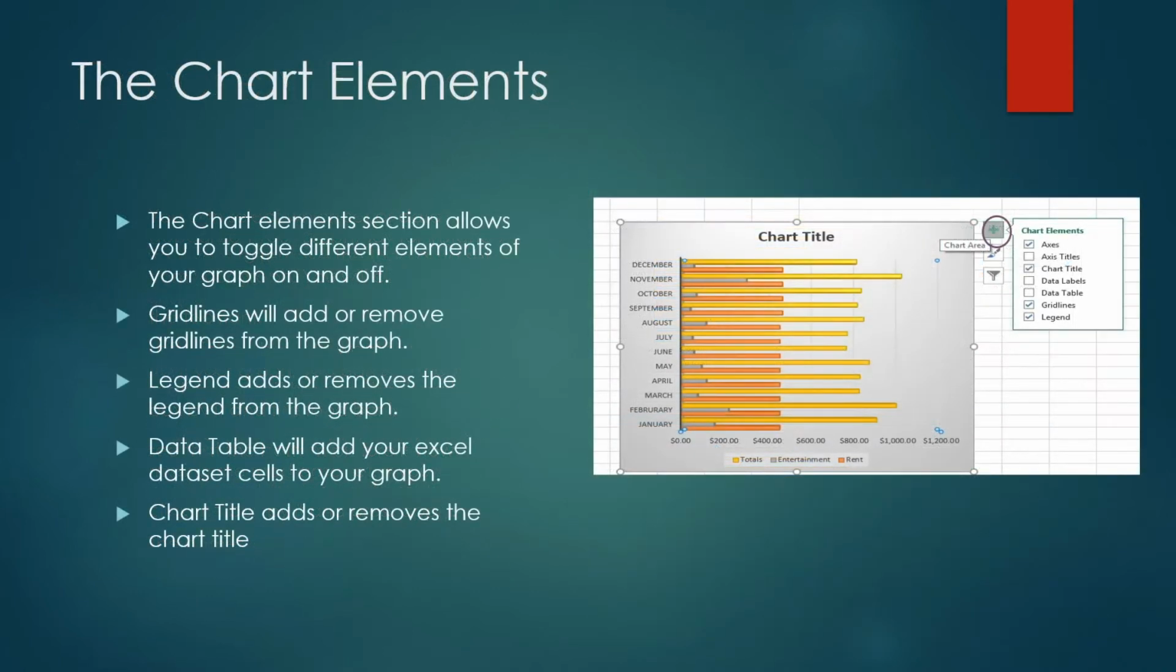The Chart Elements section allows you to toggle different elements of your graph on and off. Grid lines will add or remove grid lines from the graph. Legend adds or removes the legend from the graph. Data table will add your Excel dataset cells to your graph. Chart title adds or removes the chart title.